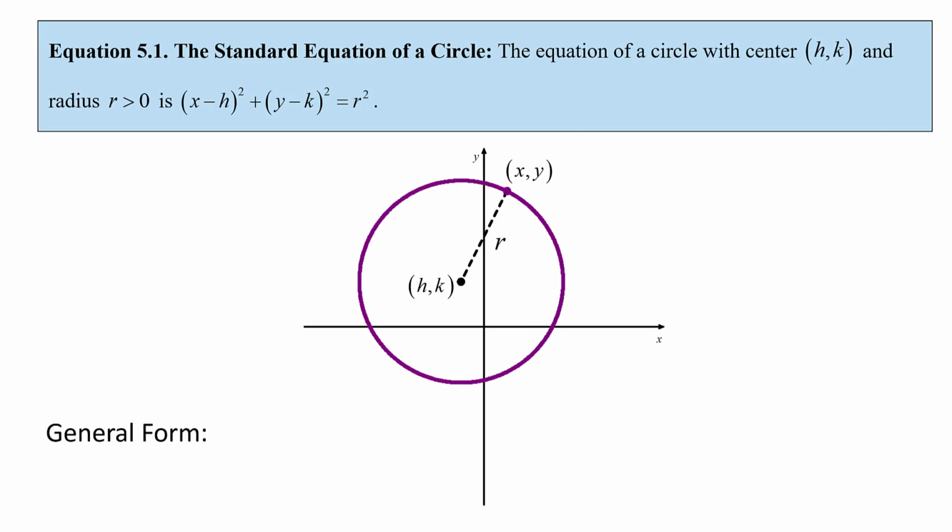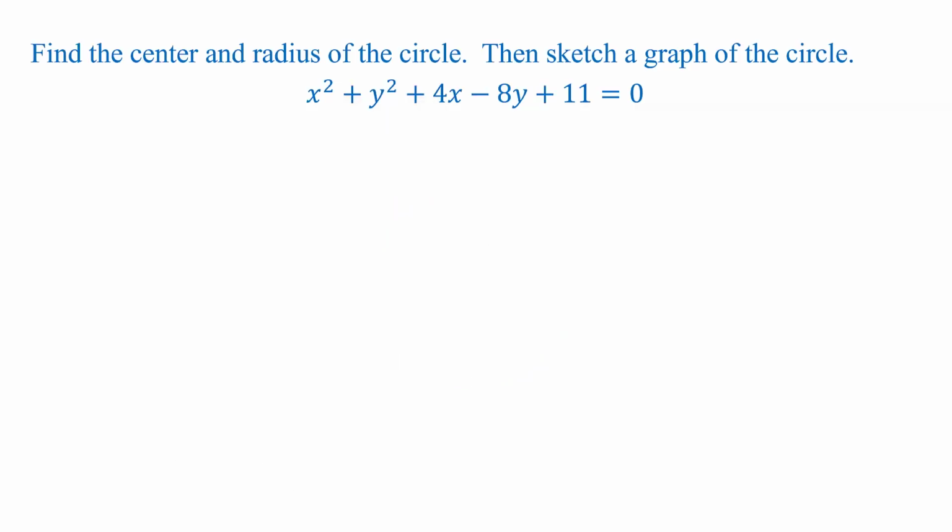We have an alternate form. The general form of a circle is x^2 + y^2 + ax + by + c = 0. We start with a circle in general form. We're going to find the center and radius of this circle and sketch a graph in just a minute.